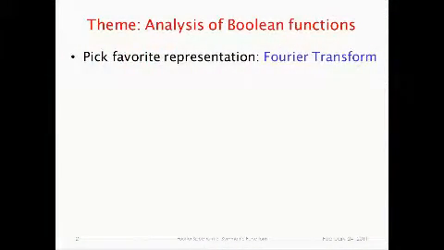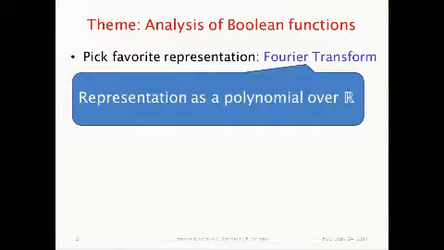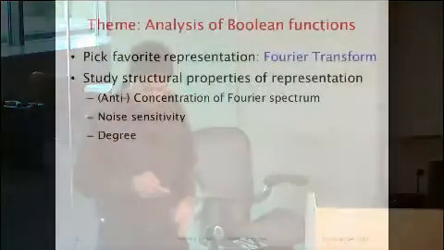So what I speak about falls into the theme of analyzing Boolean functions. What we do in analysis of Boolean functions is pick some representation of Boolean functions. In this case, it's going to be the Fourier transform. I will not define it now, but I'll just mention that the Fourier transform of a Boolean function is basically a way of writing the function as a polynomial over the reals. We later give the formal definition, but that's it. Just write the Boolean function as some polynomial over the reals.